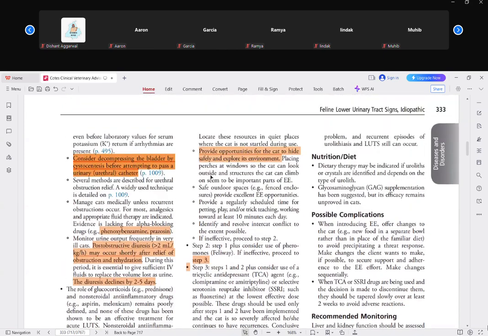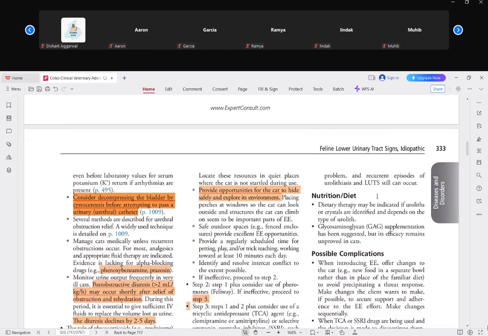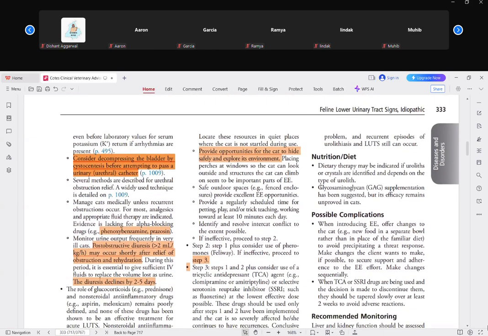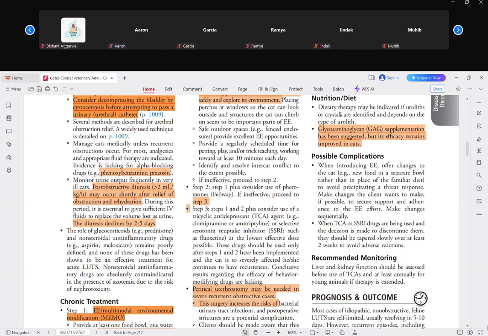Just remember this, and the other important thing is glycosaminoglycan. In the nutrition, you actually need to give glycosaminoglycan. So it is very much important to give glycosaminoglycan. This actually repairs the epithelium of the bladder. Okay, just remember this. Okay.